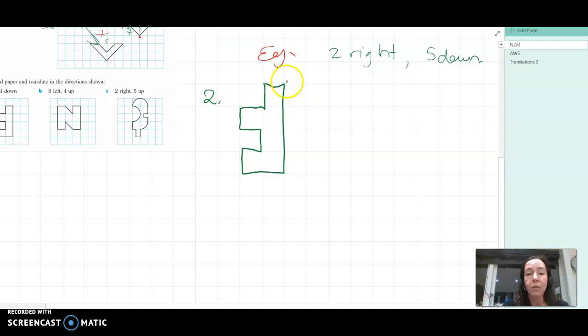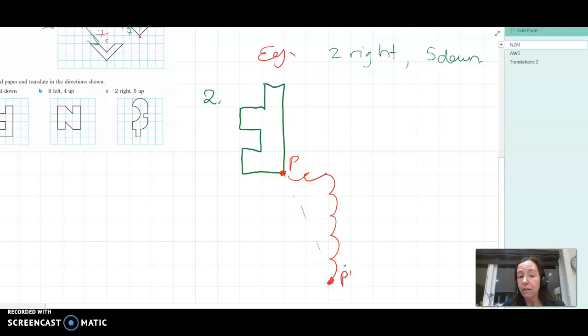Okay, so I'm going to choose a vertex. So I'm going to choose that one over there. Let's call it P. And I am going to go to P dash, which is going to be 2 blocks right and 5 blocks down. So I'm going to start here. 1, 2 right, and I'm going to move 5 down. 1, 2, 3, 4, 5. So basically I'm kind of shifting. It's almost like I'm putting my finger on it if it was a moving thing, and I'm going to move it down. So this back corner is now going to be over there.